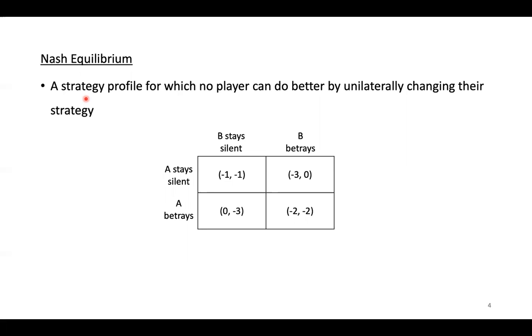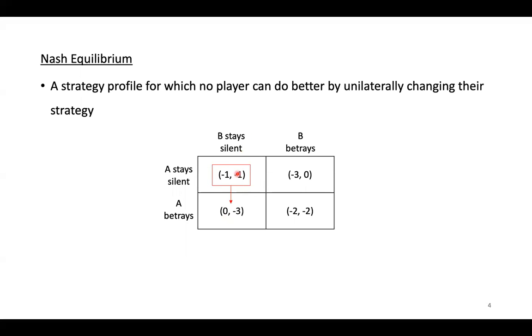What it means is, consider this situation where A stays silent and B also stays silent. Each one is getting -1, -1. Now for A, assuming that B is going to stay silent, he wants to check if he can do better than this. If B stays silent and A betrays, he's getting 0, which is more than the payoff that he's getting in this situation, right? Which means he can quickly move to this option under the assumption that B is staying silent.